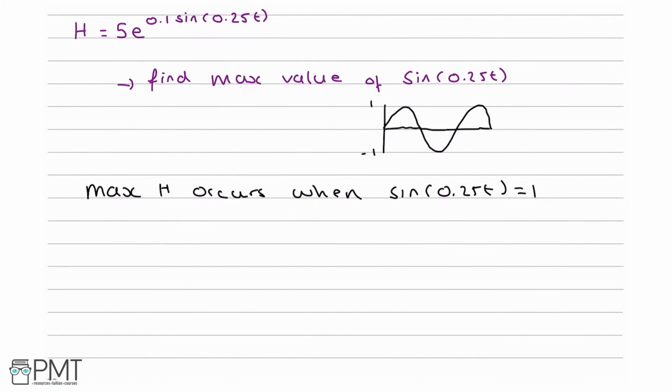So therefore, h equals 5e to the 0.1 times 1, because we're substituting 1 for our sine of 0.25t, which means it equals 5e to the 0.1. If I check on my calculator, the value for 5e to the 0.1 is 5.5258, etc. We're going to round that to 2 decimal places, call that 5.53 meters. Make sure to include the units. This question is worth 1 mark, and that 1 mark comes from getting the final answer.